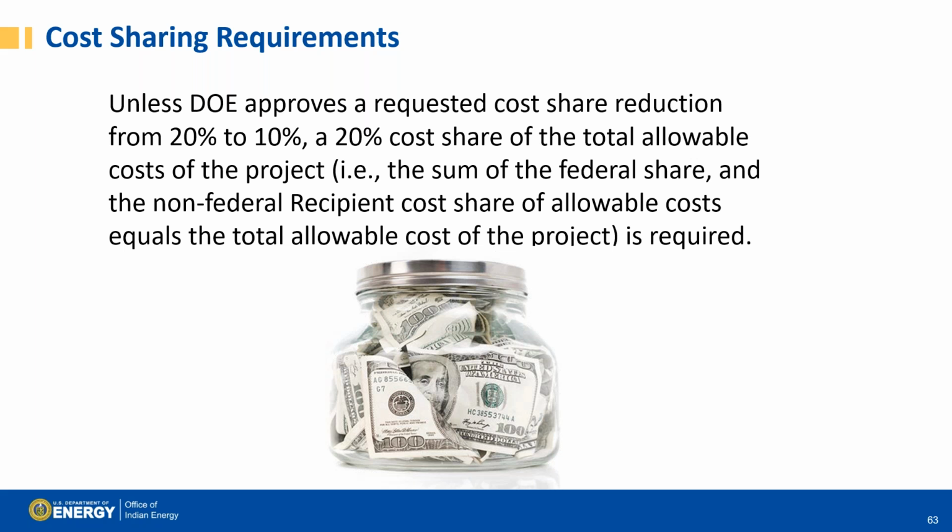I'm going to give you another example. I know I gave you an early example. This one we're going to use a different amount. If the requested DOE costs are $800,000, the cost share would be $200,000, or 20% of the total proposed project cost of $1 million, not 20% of the DOE requested amount.